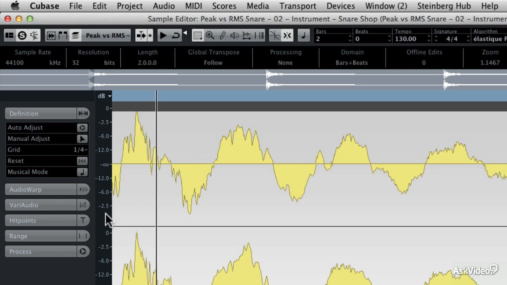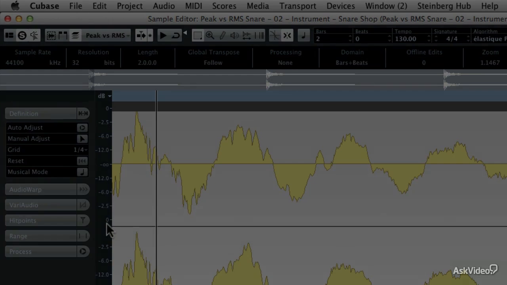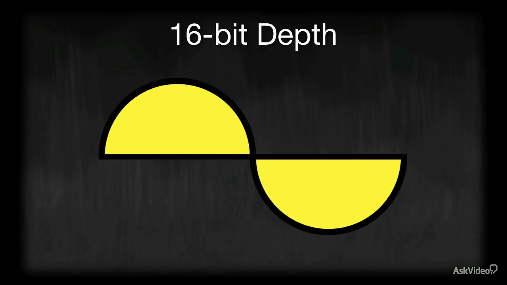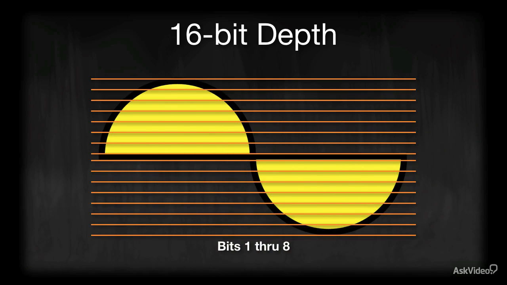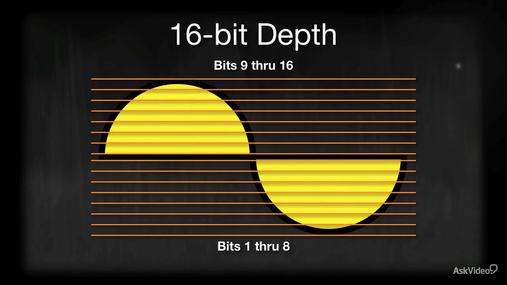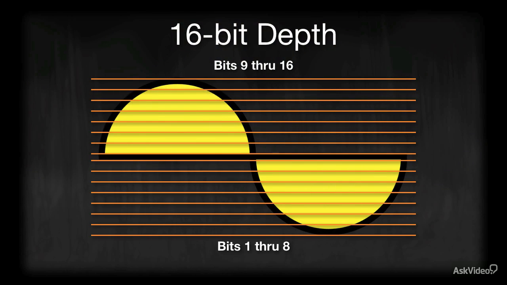So there's an expression of volume that starts at the center of the waveform, and then there's a measurement for the positive side and one for the negative side, both of which max out at 0 dB. So now let's look at how those bits relate to that single cycle sine wave again. First, bits 1 through 8 are located at the negative portion of the waveform, and bits 9 through 16 are analyzing the amplitude of the positive part of the waveform.